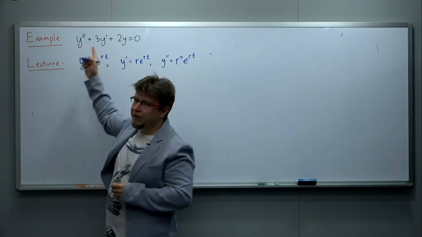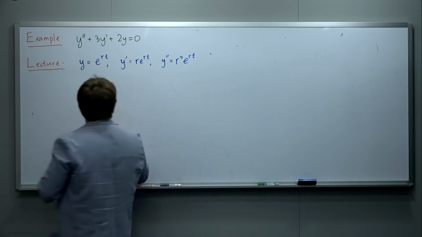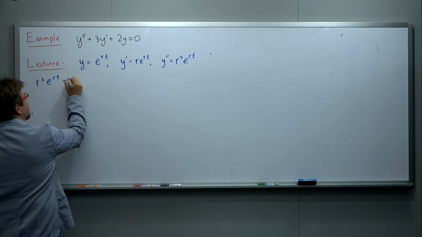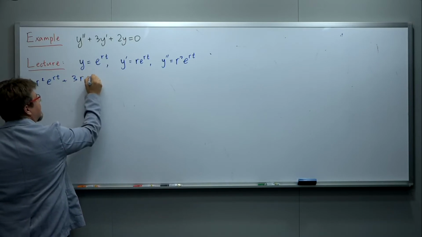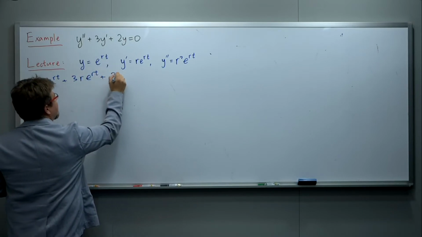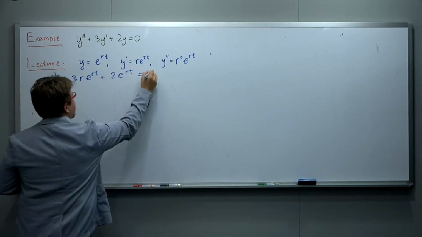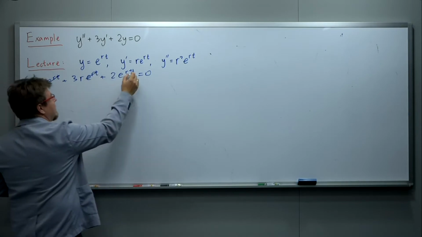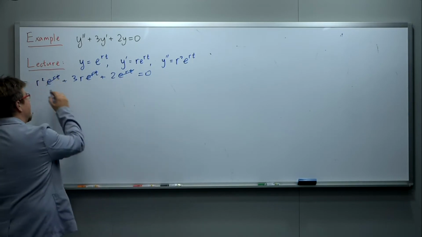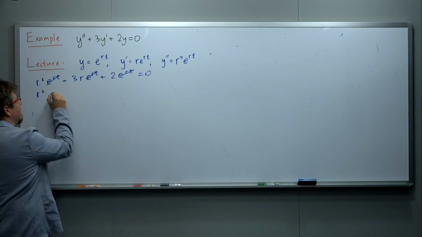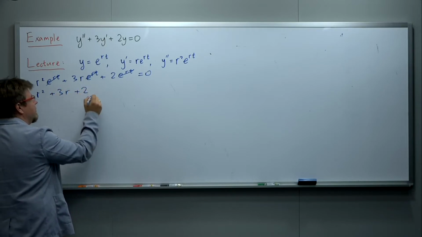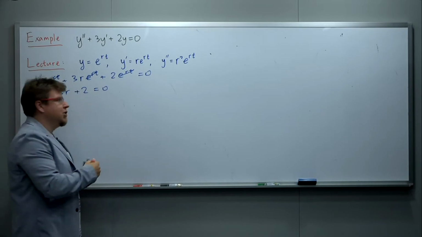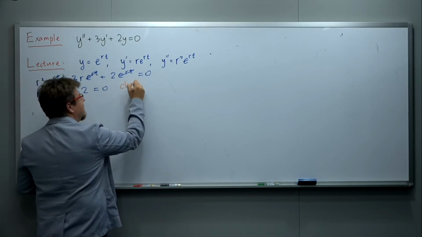And then substituting it into the differential equation, we have r squared e to the rt plus 3r e to the rt plus 2 e to the rt equals 0. Well, but then we can cancel by e to the rt because it's always positive. And the remaining thing is r squared plus 3r plus 2 is 0. Now, for your information, this is called the characteristic equation.